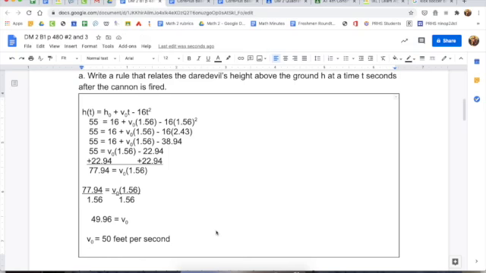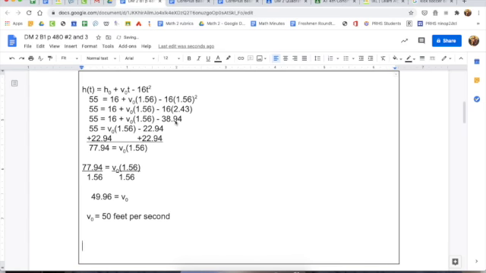So, with all that information, I now finally can make the full rule, because I know all of the numbers that go into it. I know that a rule that says h of t is going to have the initial height of 16 and the initial velocity of 50, which gets multiplied by t. And since we're still on Earth, t squared.